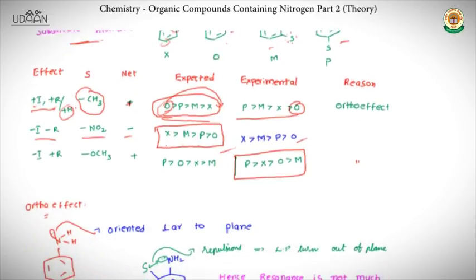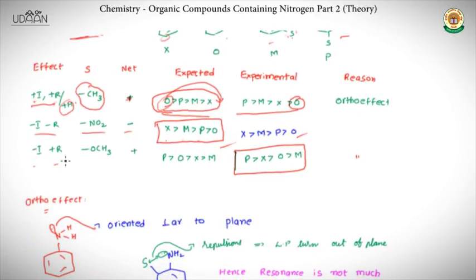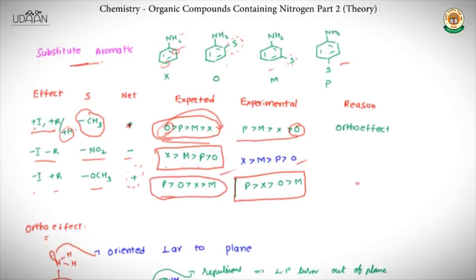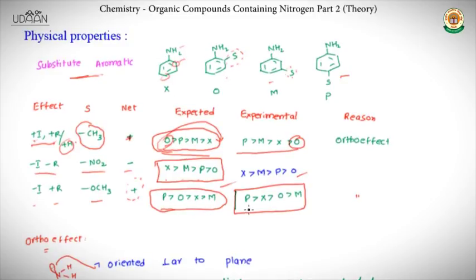And the next one is minus I and plus R group, say for example OCH3 group. The net effect is positive because plus R effect is greater than minus I effect. Now for this one you have para greater than ortho greater than X greater than M. This is what we expect, but experimentally it is observed that para greater than X greater than ortho greater than M. Now if you observe these two carefully, you can see that this ortho is tending to be less basic in this one. The reason for this is the ortho effect, as I have told you.